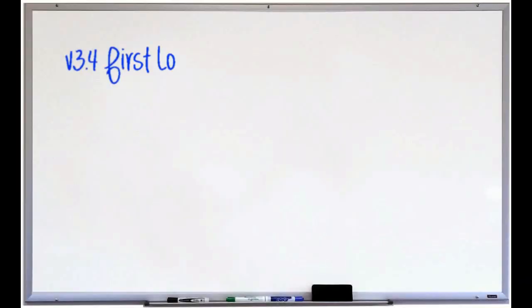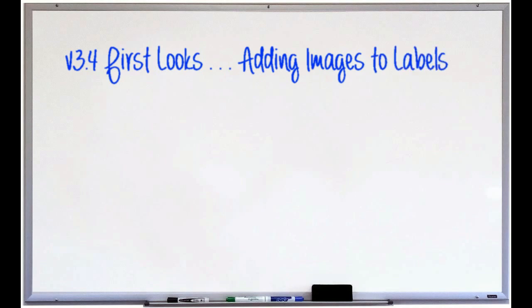Hey guys, in this week's tip, we're going to start a continued series with some first looks at some of the new features of SMS 3.4. Up first, we're going to take a look at one of those things that a lot of people have asked about: how do I add images to the shelf labels that I create in my store?